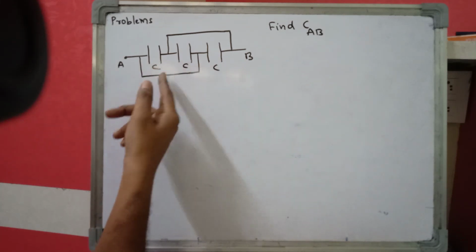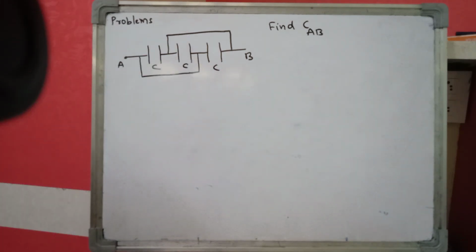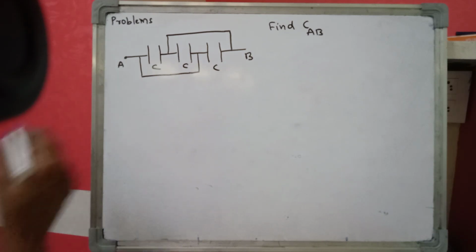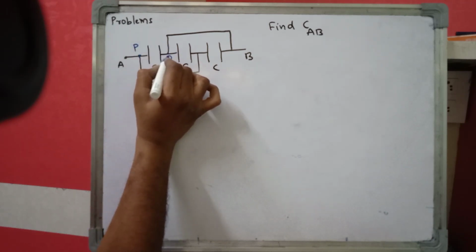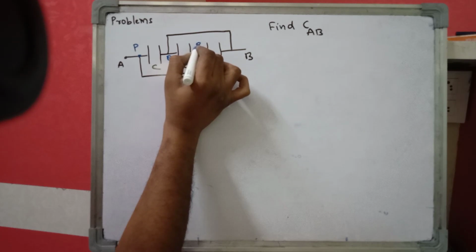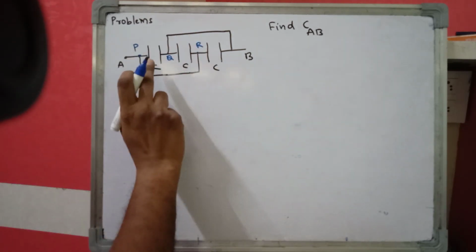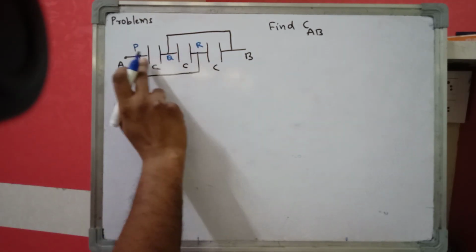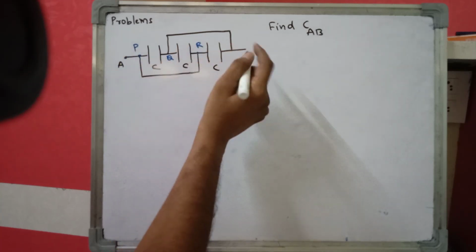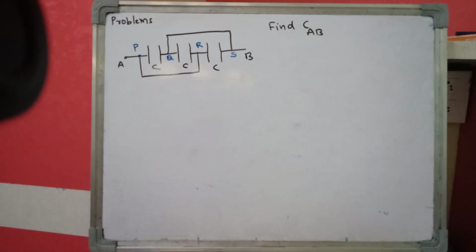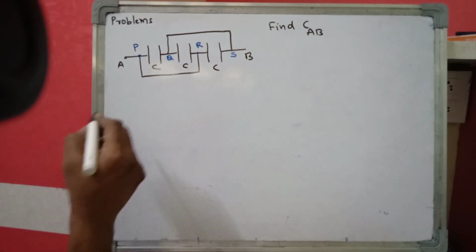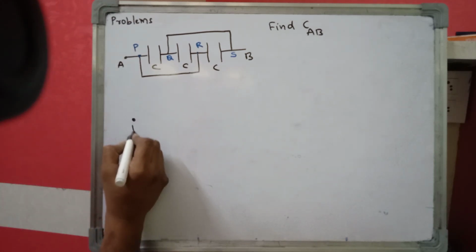Here we have three capacitors. All capacitors are identical and their capacitance is C. Now let us say this junction is P, this is Q, this junction is R, and let us say this is S. Then let us solve this problem. You are asked to find effective capacitance. Let me write the junctions.